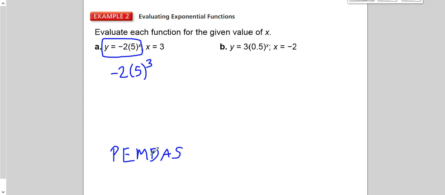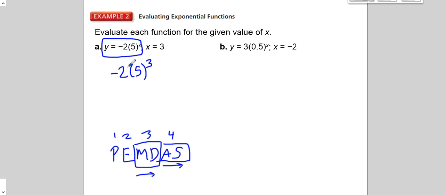Parentheses or other grouping symbols, exponents, then multiply and divide together from left to right, and add and subtract together from left to right. So it's really 1, 2, 3, 4 steps, because these are grouped together and these are grouped together.